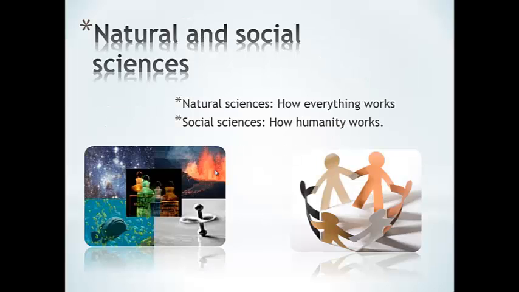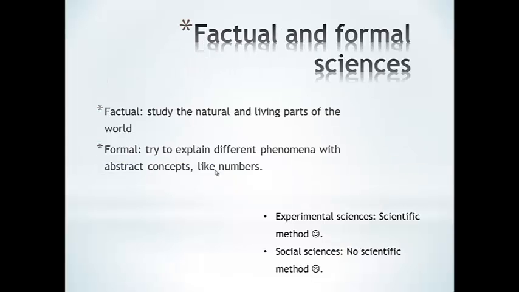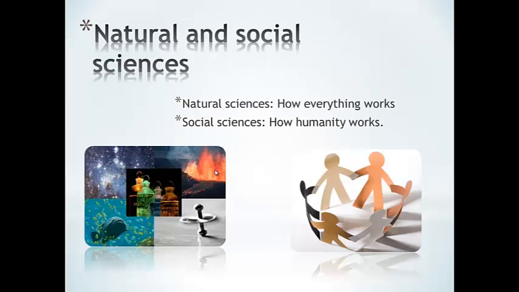Then we have the natural and social sciences. The natural sciences are kind of like the experimental sciences, and they try to explain how everything works. Like in this image, we can see there's biology, there's chemistry, there's physics. The natural sciences try to explain how all of this works.